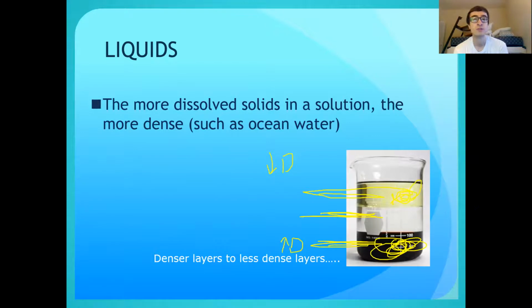In general, the more stuff is dissolved in a liquid, the more particles and chemicals and compounds are dissolved into a liquid, the more dense it's going to be. This is why if you ever go swimming in the ocean, it's a little bit easier to float in seawater than it is in a lake, because all the salt in the ocean water makes ocean water a little bit more dense than fresh water.